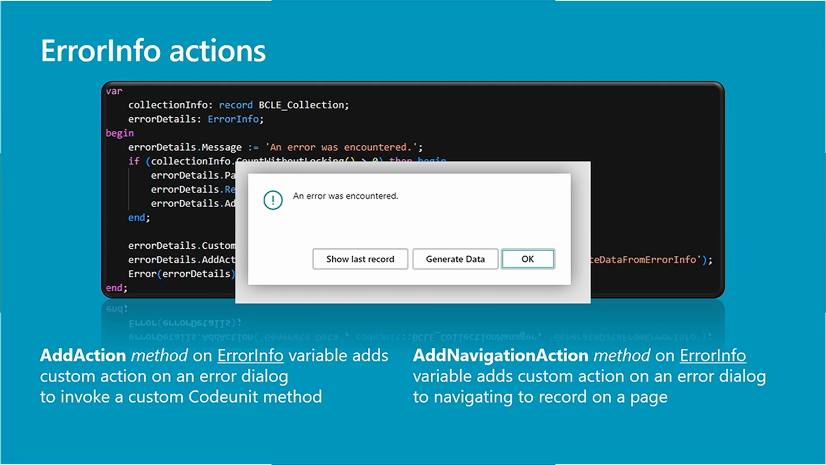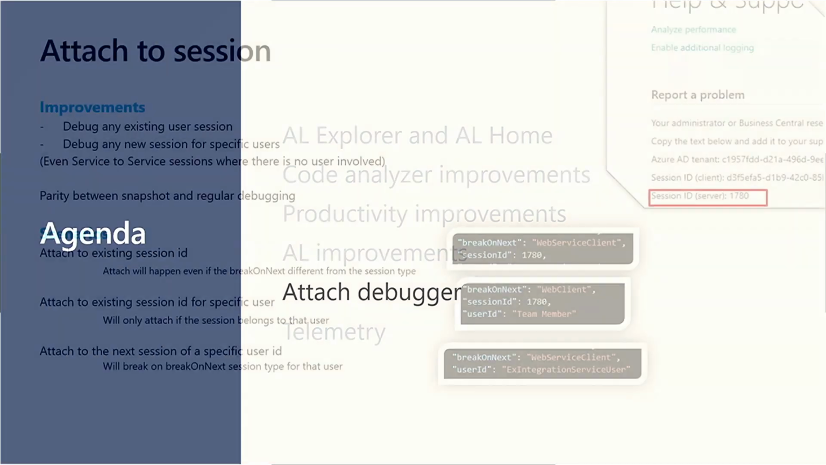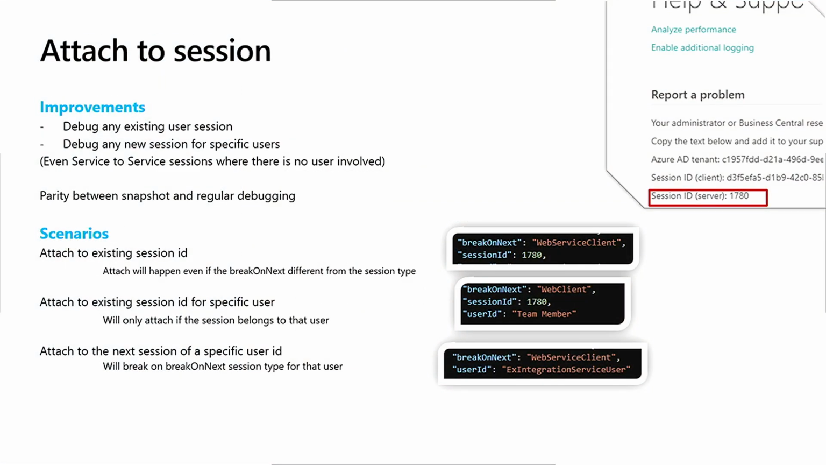Yes, so one of the big things that we also came up with in the latest release was attach debugger for regular debugger. So this was also a highly requested feature, and here it is. Basically, we've done a few improvements to regular debugging. And from now on, you can debug any existing user session. That means that you can, of course, regular debug your own existing session, as you could do before, but you can also debug any other user session.